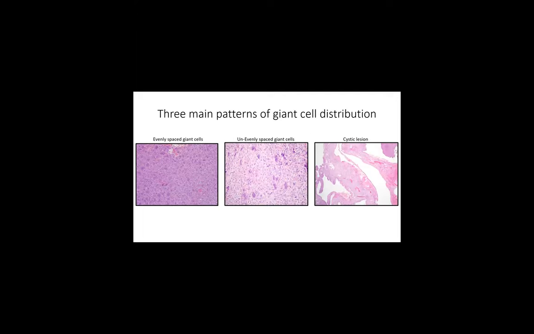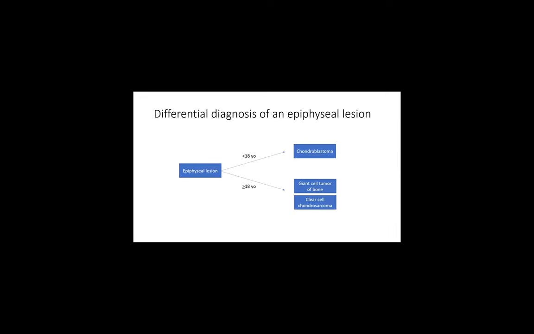So the three main patterns of giant cell distribution we're going to talk about today are seen here. The first on the left are very evenly spaced giant cells in a background of mononuclear cells. So this is the first pattern we're going to talk about. The one in the middle is where we have unevenly spaced giant cells in a background of bland ovoid to slightly spindled mononuclear cells. And the third pattern on the right is a giant cell-rich lesion that has a cystic morphology. And towards the end of the talk, we'll talk about a differential for this. And along the way, we'll bring this concept up.